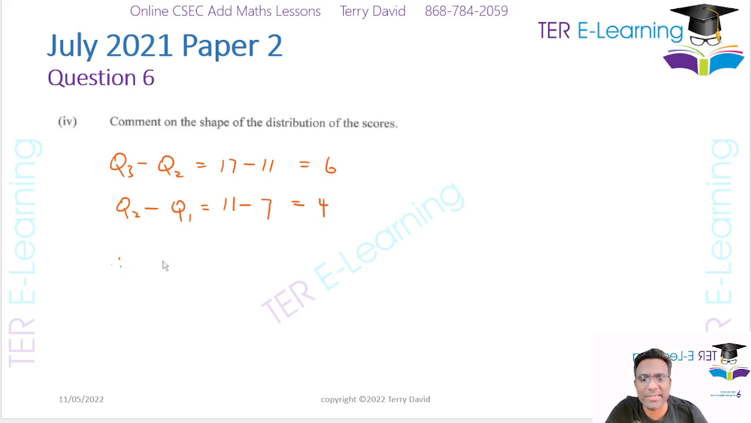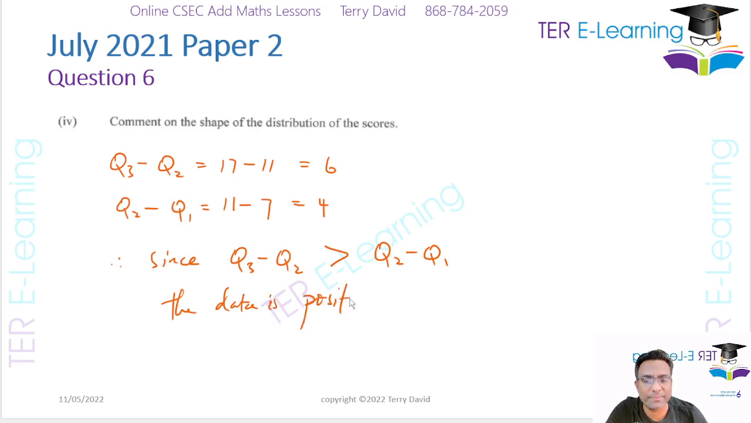So what we can say here is that since Q3 minus Q2 is greater than Q2 minus Q1, the data is positively skewed. That's all we need to say here. The data is positively skewed.